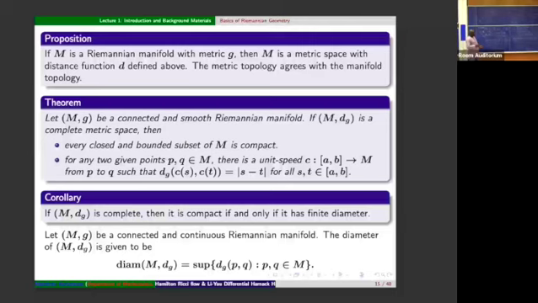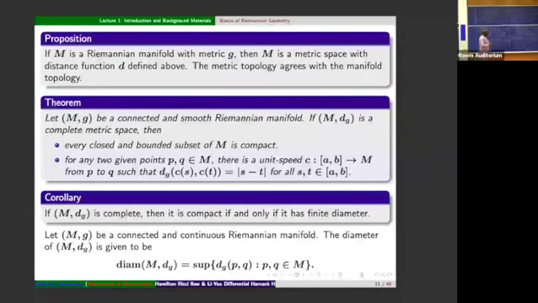For any two given points P, Q, there is a unit speed curve c from that interval to M, from P to Q, such that d of this distance is just the Euclidean norm |s − t| for l(s, t) here, which defines the infimum.